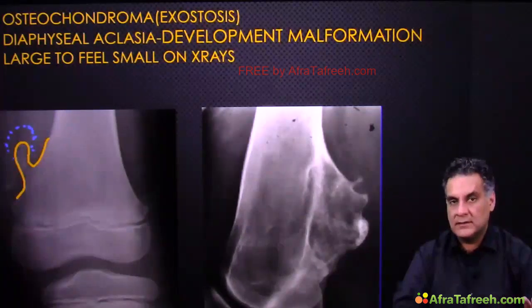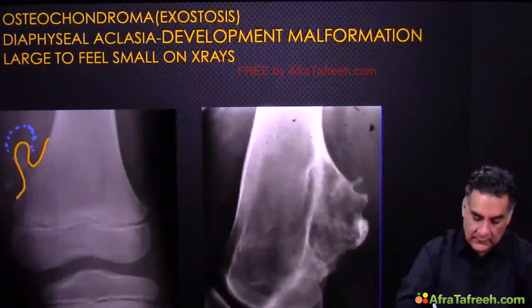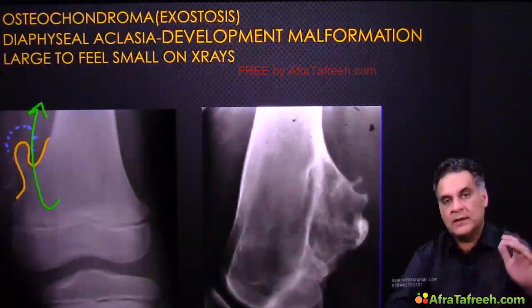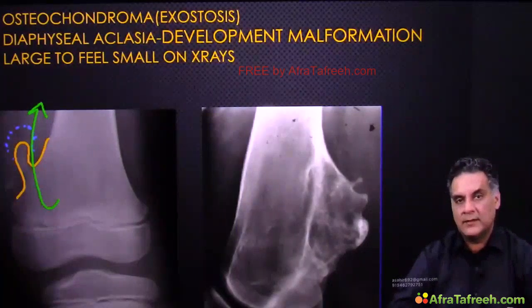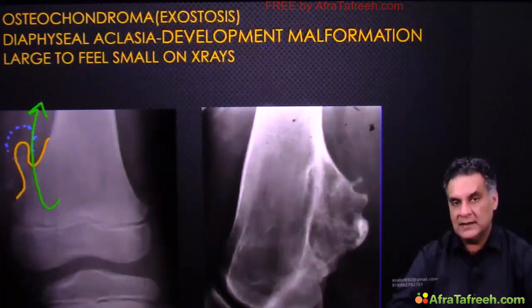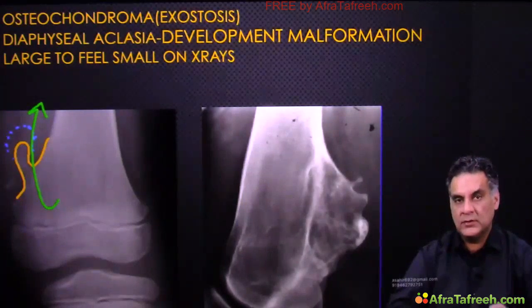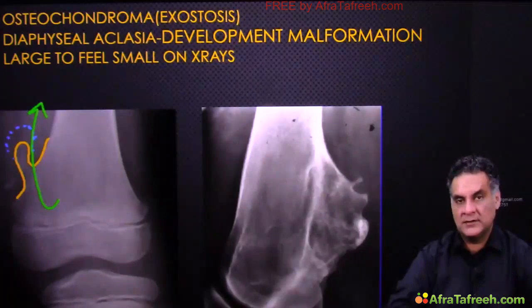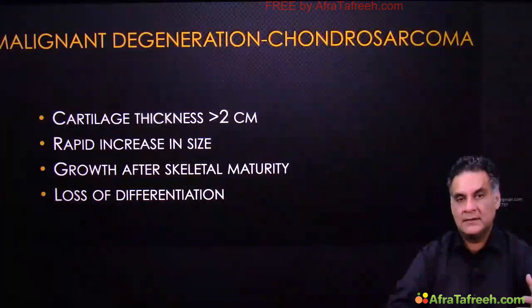They have a directional growth. They usually grow away from the joint. They keep on growing till skeletal maturity. At skeletal maturity, they stop growing. They are very commonly seen around the knee, around the shoulder. Osteochondromas, when they are multiple, are called exostosis. They are developmental abnormalities, developmental malformations. They are pre-malignant.